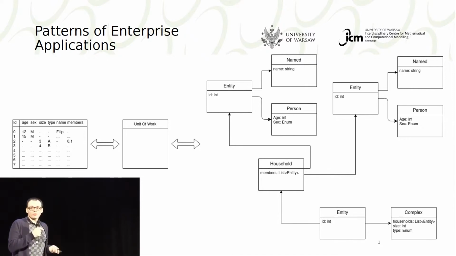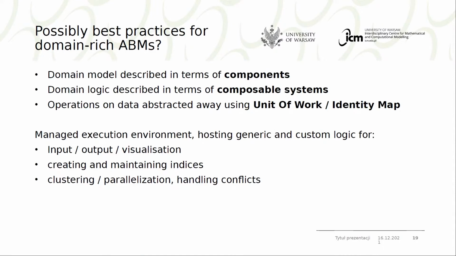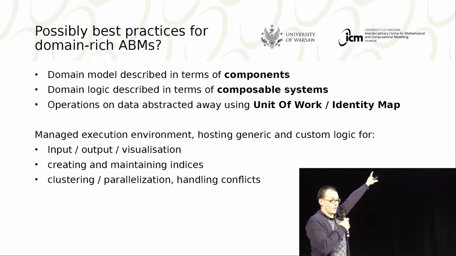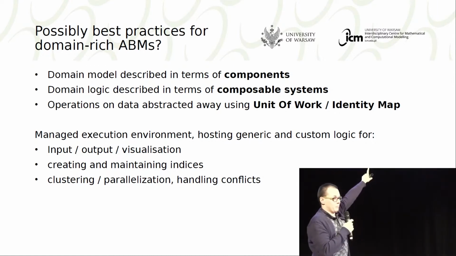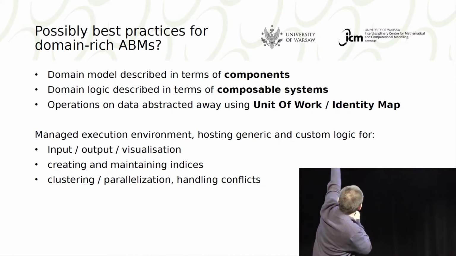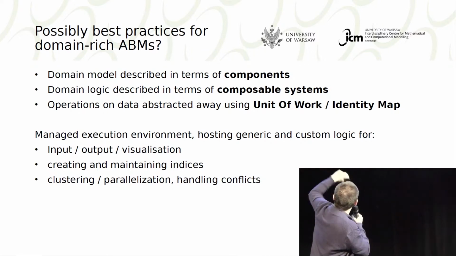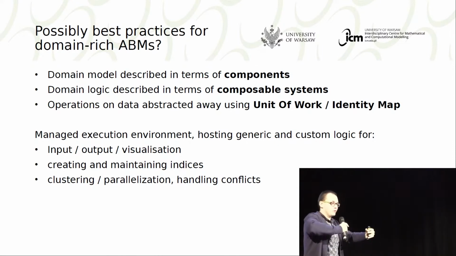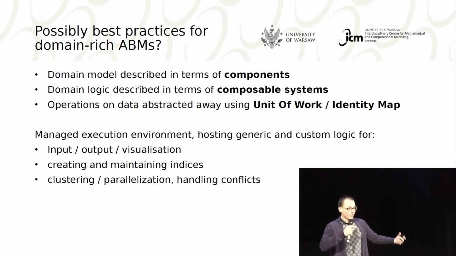But what would I, with my current experience, advocate as the best practices for large ABMs? Domain model described in terms of components. That's our logic. That's the attributes. Domain logic described in terms of composable systems. Operations on data abstracted away using unit of work, identity map. And an environment that hosts all of this. So what I'm pushing for is something like an application server for ABMs, right? So like sort of a framework, an environment.